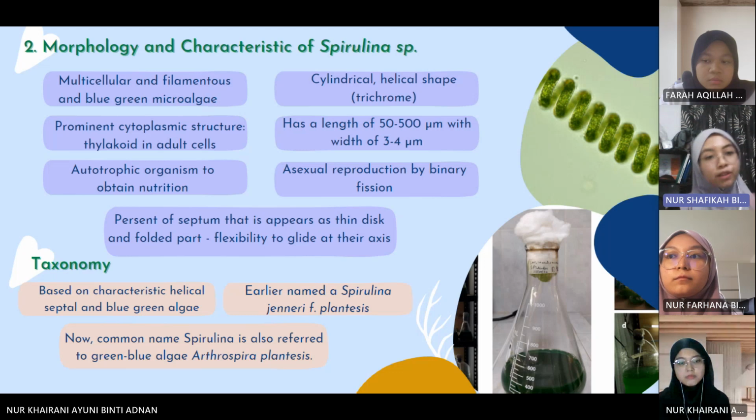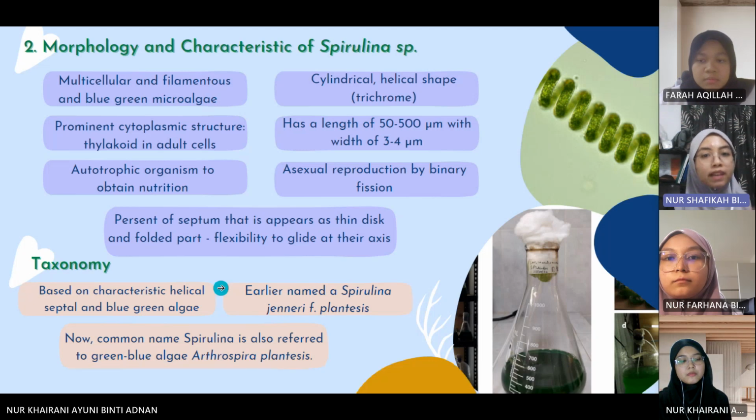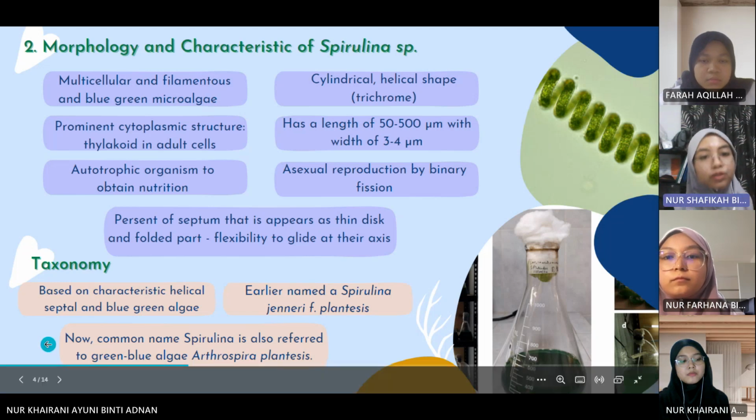The taxonomy of Spirulina species is based on the characteristic helical septa and blue-green algae. Historically, Spirulina was named as genus Spirulina, family Plantaceae. However, after several studies, Spirulina is now referred to as Arthrospira platensis, a green-blue algae.